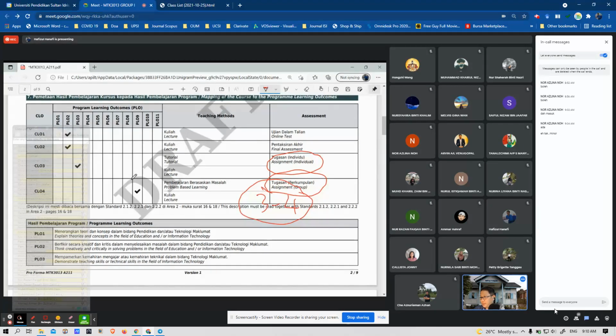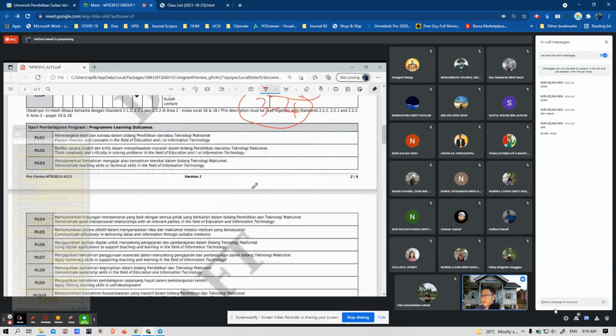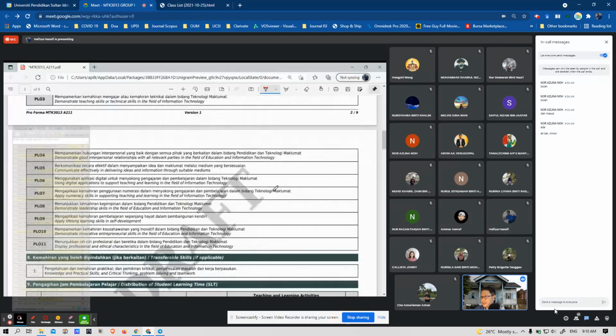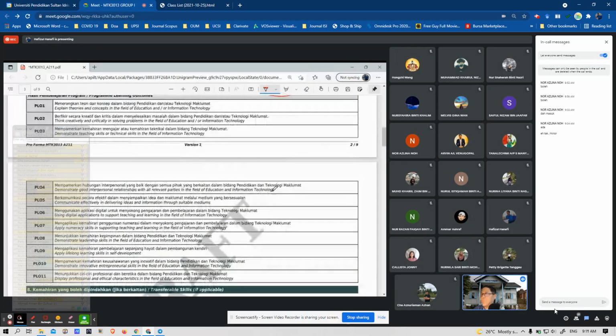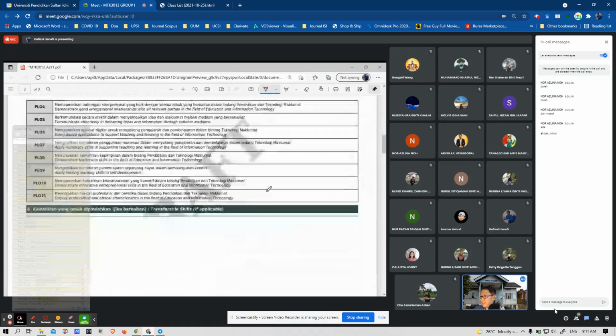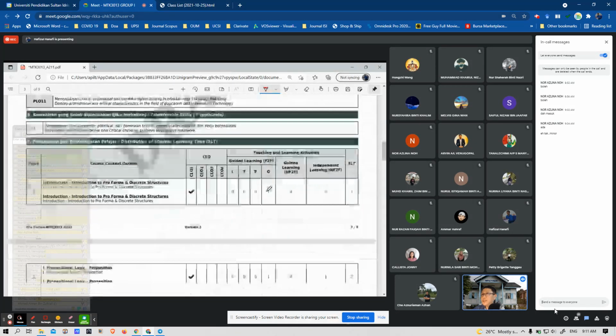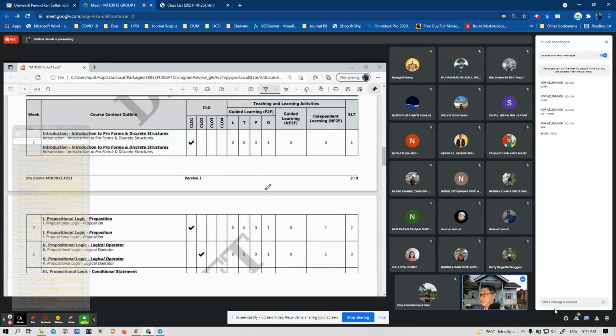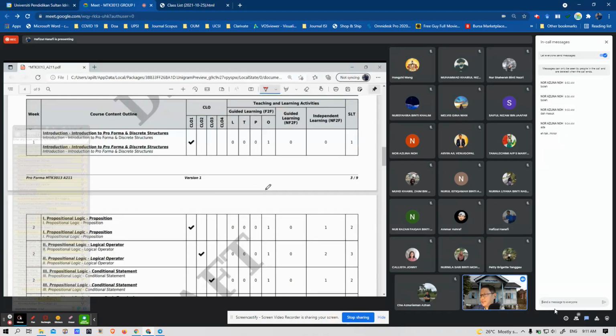We have several PLOs to be achieved, from PLO 1 until PLO 11. These are the skills that you have. The program learning outcomes. This is the distribution of learning time.